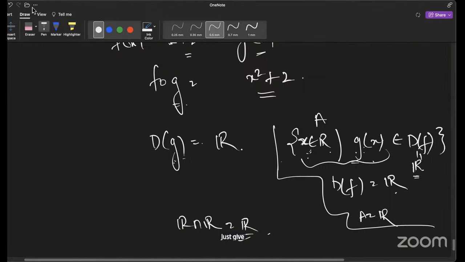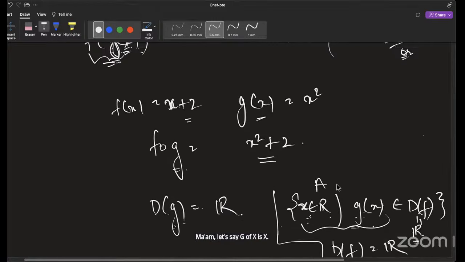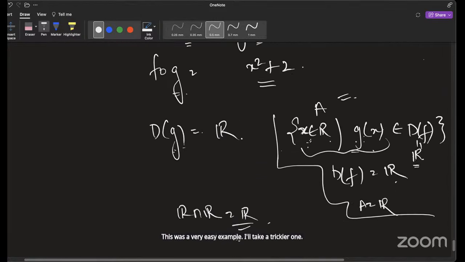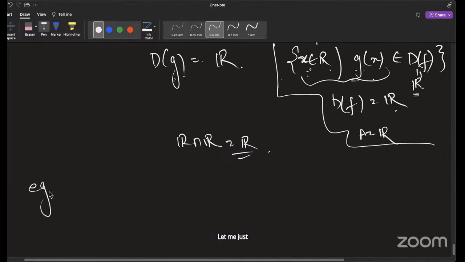Then we can take g of x as, let's say, x square and f of x as 1 by root under x, or 1 by root under x plus 2, that kind of thing. This type of question. Let's say g of x is x, a very easy example. I'll take a trickier one. Let me just take another example.